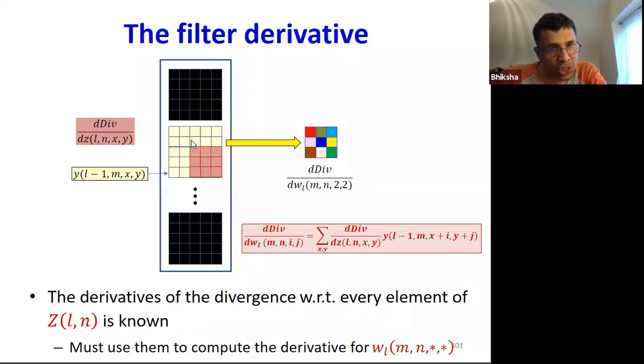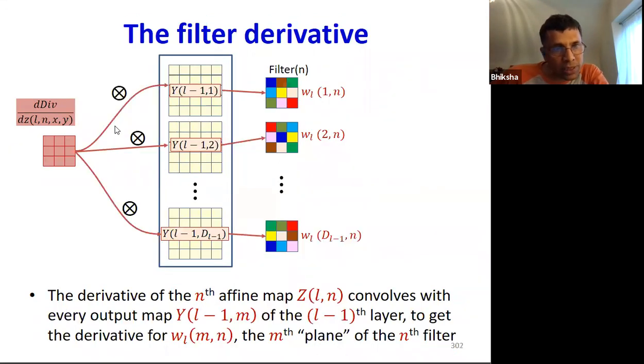And I'm not going off the edge, right? And that's going to give me the derivatives of the divergence with respect to every element of the filter. Now, this of course gives you the derivatives for only one plane of the filter. But if I took the nth affine map, the derivatives for the nth affine map of the nth layer, and if I convolved every one of the activation maps for the previous layer, I'll end up with the derivatives for every element of the nth filter.